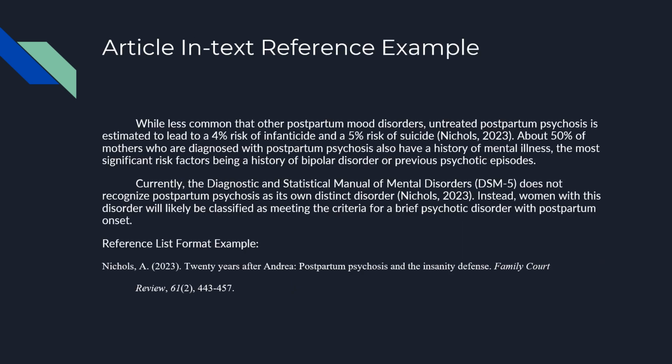Here's an example of if you were to cite an article in text. We have, well, less common than other postpartum mood disorders, untreated postpartum psychosis is estimated to lead to a 4% risk of infanticide and 5% risk of suicide. Now, before I end this sentence, before I place that period down, I type in the citation. In parentheses, this paper only has one author, the last name being Nichols. So I write Nichols, comma, the date that it was published.